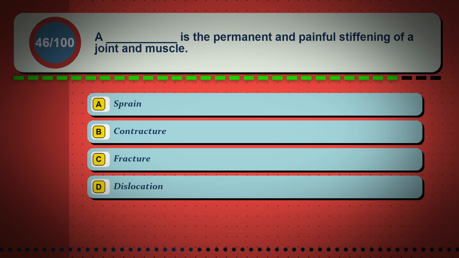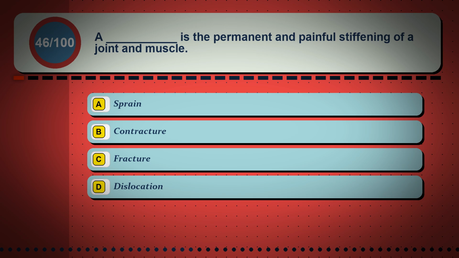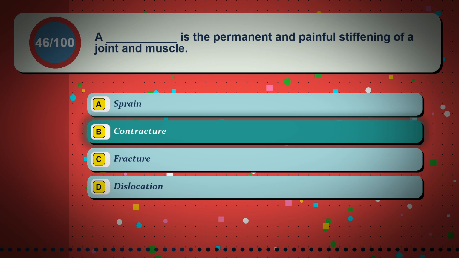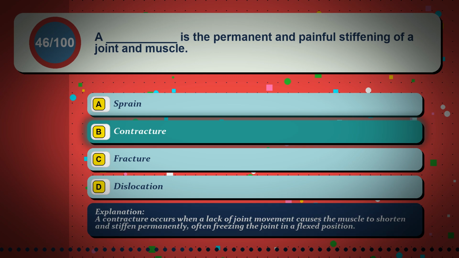Question 46. A blank is the permanent and painful stiffening of a joint and muscle. Option A, a sprain. Option B, a contracture. Option C, fracture. Option D, dislocation. The correct answer is option B, contracture. A contracture occurs when a lack of joint movement causes the muscle to shorten and stiffen permanently, often freezing the joint in a flexed position.